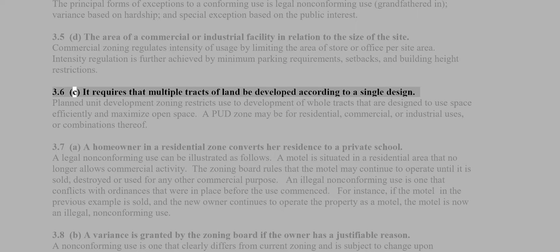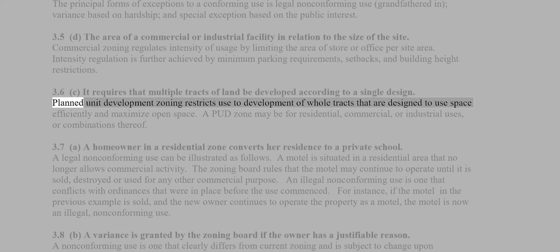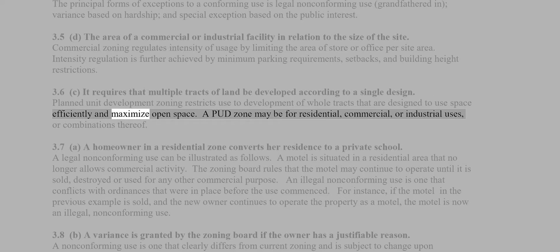3.6 C. It requires that multiple tracts of land be developed according to a single design. Planned unit development zoning restricts use to development of whole tracts that are designed to use space efficiently and maximize open space. A PUD zone may be for residential, commercial, or industrial uses, or combinations thereof.